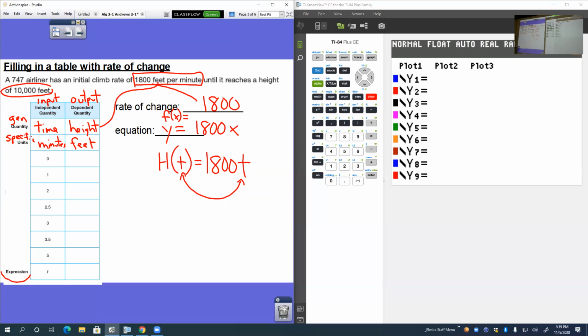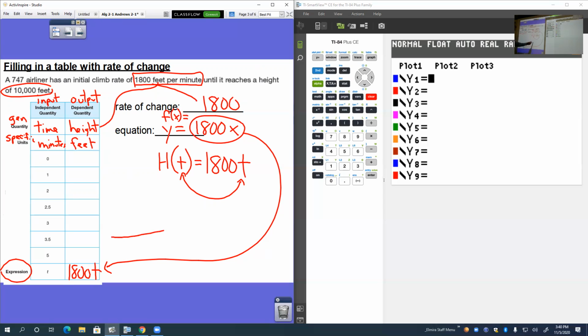So when I take a look at my expression, an expression doesn't have an equal sign. I'm just going to take the tail end of my equation here and put it as my expression. So it's in terms of t, so I'm going to write 1,800t. That's going to be my expression. Now, how do you find 0, 1, 2, 3, 4, 5? How do you find those? There's a couple different ways to do it. One of the ways to do it is to take these numbers and substitute them into our expression or our equation. So you're going to do 1,800 times 0, 1,800 times 1, 1,800 times 2, 1,800 times 2.5.